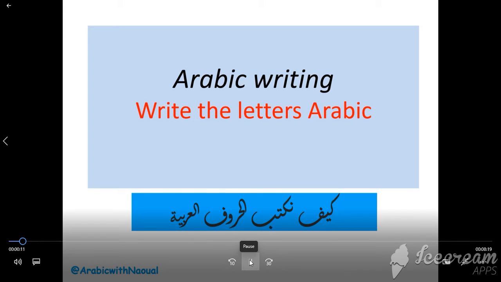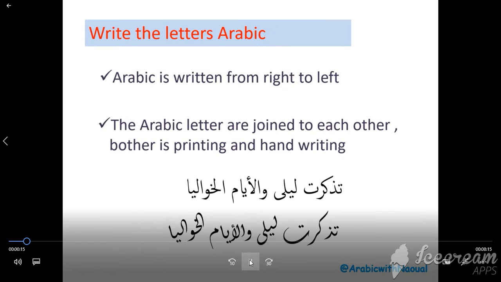In this course, we will see how we write the letters of Arabic. Let's start. Arabic is written from right to left. The Arabic letters are joined to each other, in both printing and handwriting. لكن the verse Arabic تذكرت ليلى والأيام الخوالية.